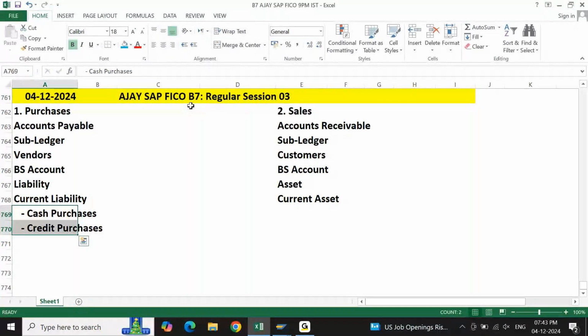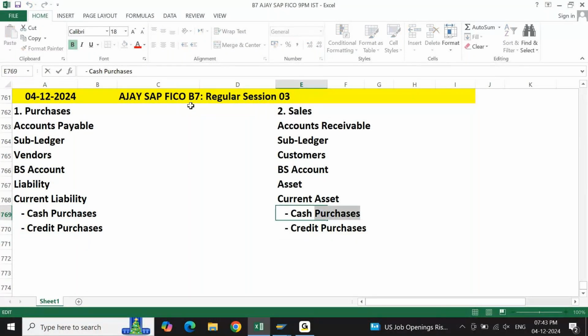Right? For everything I'm writing side by side in the same line, this will be replaced with what? Sales. Cash sales, and this will be credit sales. I am writing everything side by side in the same row to make sure that if you know the purchasing process, you automatically know the sales process, or the other way around. If you know the sales process, you automatically know the purchase process. Everything is quite opposite.